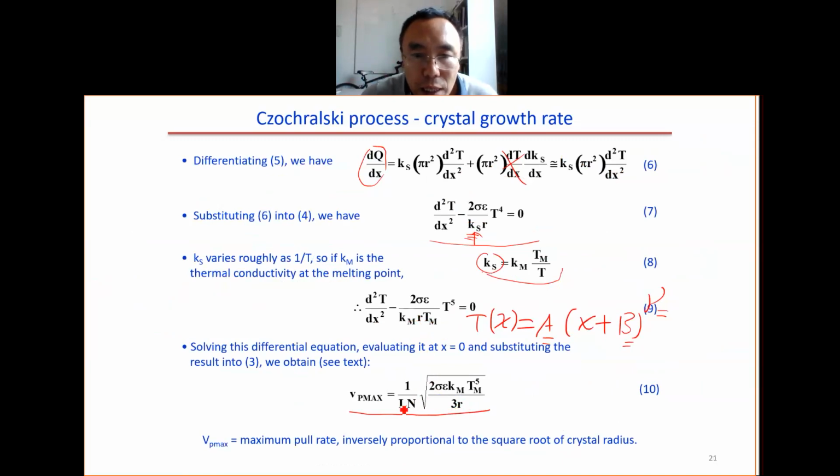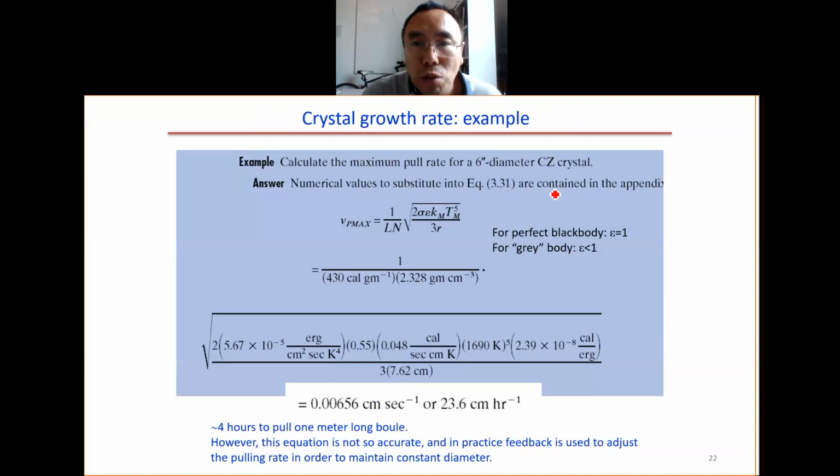So here you can see, the larger the diameter, the smaller the pulling rate. So this makes sense. L is the latent heat, N is the density. So now we can have an example to do a little calculation. We want to know the maximum pull rate for a 6-inch wafer. So then we use this formula here.